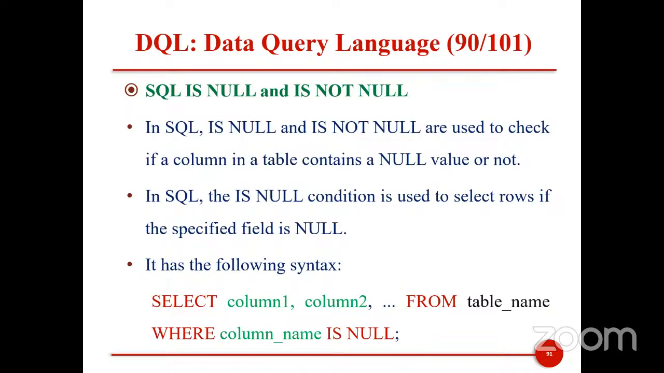Then null and not null. In SQL, is null and is not null are used to check if a column in a table contains a null value or not. The is null condition is used to select all the rows if the specified field is null. But unfortunately, for our tables, we did not specify null somewhere. Did we specify it? If I can recall, we put one of the columns not null. So the syntax is select columns from table where the column name is null.